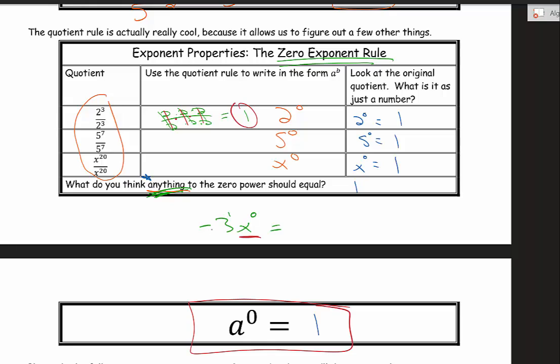Just be mindful of anything else. Like if we have something like this, negative 3 to the first, x to the 0. So that's negative 3 times 1, so this answer is just negative 3.